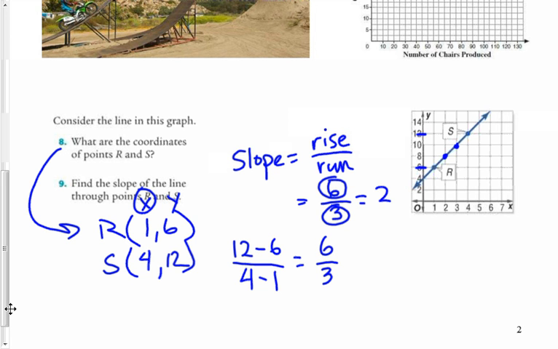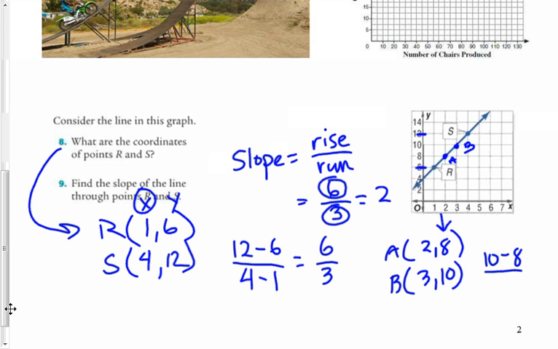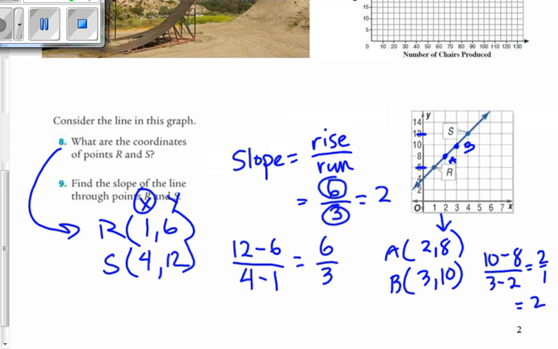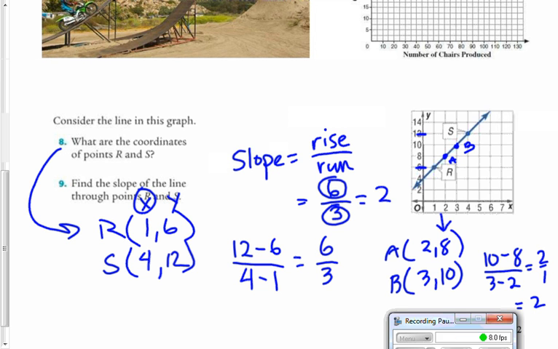And those 2 points I would have, let's call this point A and this point B. Point A is 2, 8. Point B is 3, 10. Again, if I subtract the Y coordinates, I'm going to subtract these 2. I would do 10 minus 8, which is 2. Subtracting the X coordinates, I do 3 minus 2, which is 1. And 2 over 1 is also equal to 2. So it doesn't matter which point you use, since that slope is constant over that whole line.